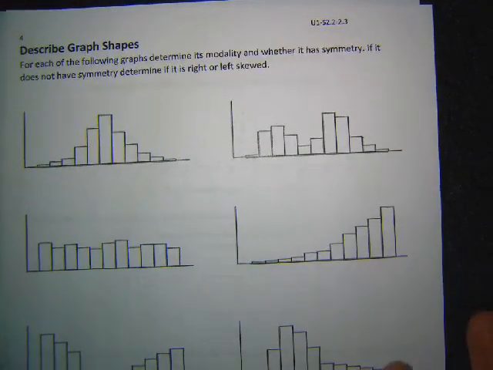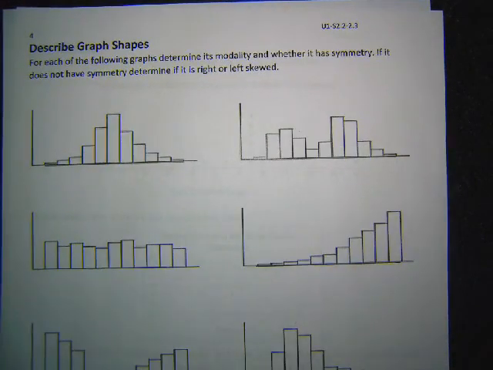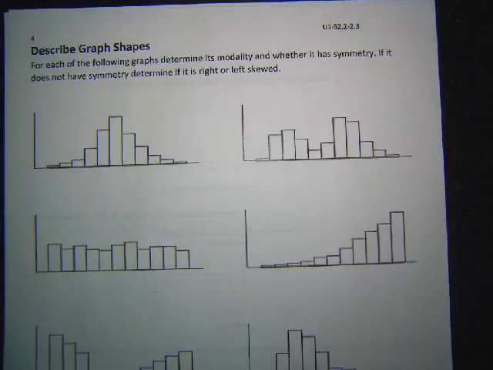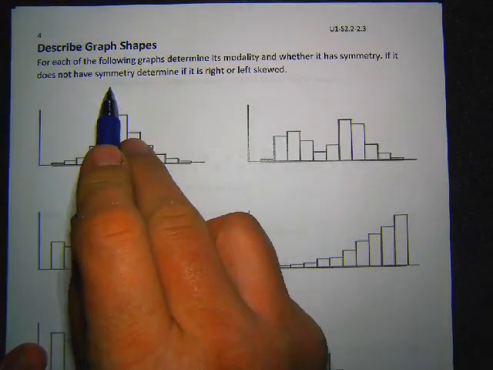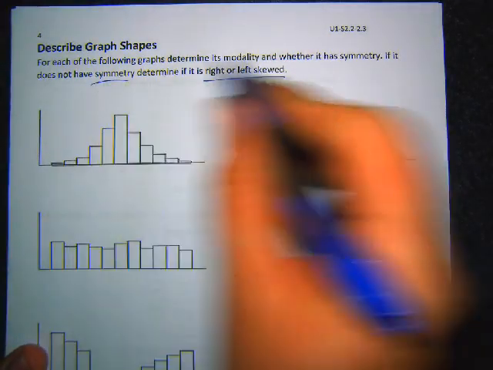Okay, so let's practice. Let's look at these graphs and see what we can look for. Again, we're going to look at the modality, so how many peaks does it have? We're going to look at whether or not it has symmetry. We're going to look at whether it's right or left skewed. Those are the things we'll look for.